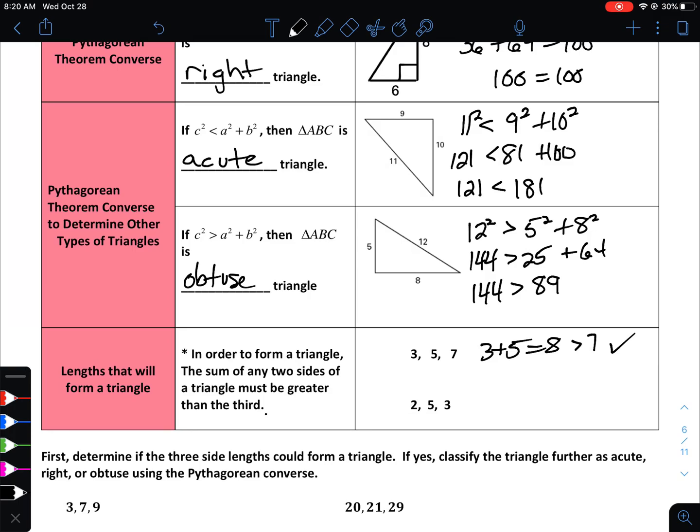However, if you take the next example where the shorter 2 sides are 2 and 3, and you always have to add up the shortest 2 sides, 2 plus 3 is 5, and 5 is not more than itself. And so in this case, we are not going to be able to do that.